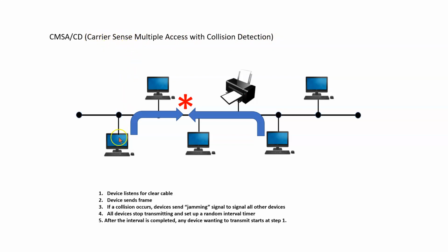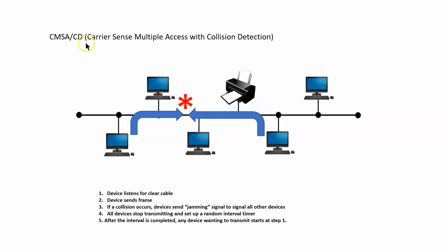Carrier Sense means that these computers are capable of sensing this wire to see if there's any traffic on the wire. Multiple access is pretty obvious here. I have multiple computers accessing this wire. Collision detection means that these computers, since they are capable of sensing, are capable of listening and determining when there is a collision.